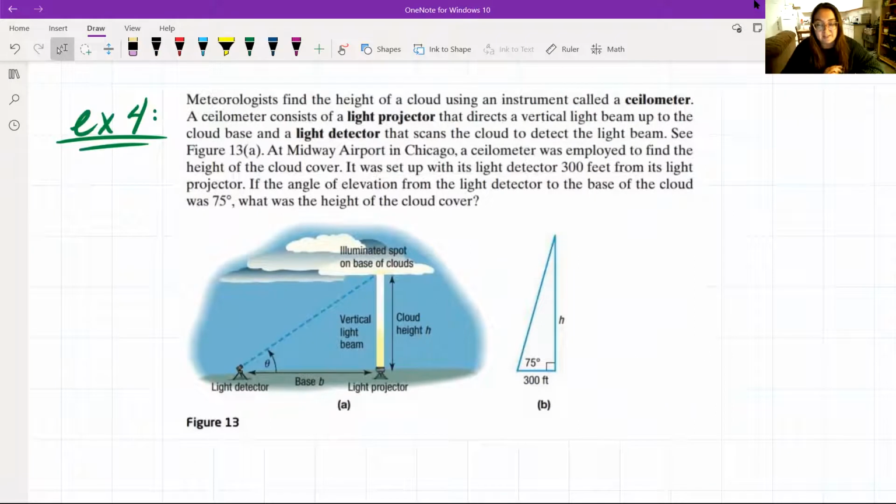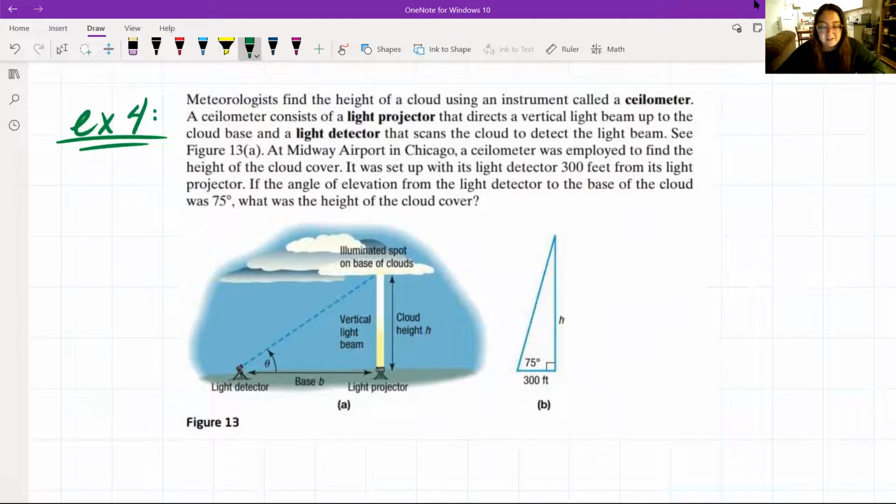So let's go ahead and do an example of this. This is copied from the book, so if you would like to look at it any time, this is in your book, as well as many other examples of using applied problems with right triangles.